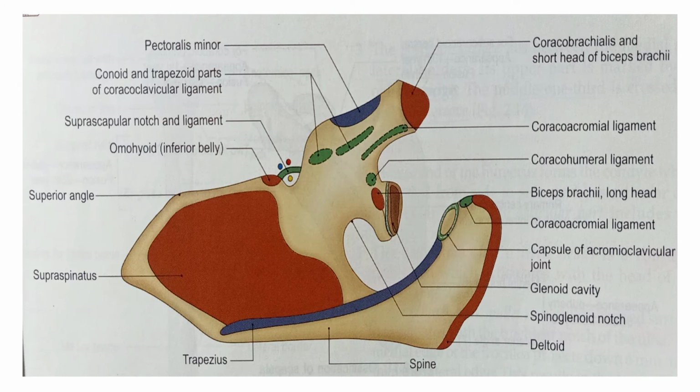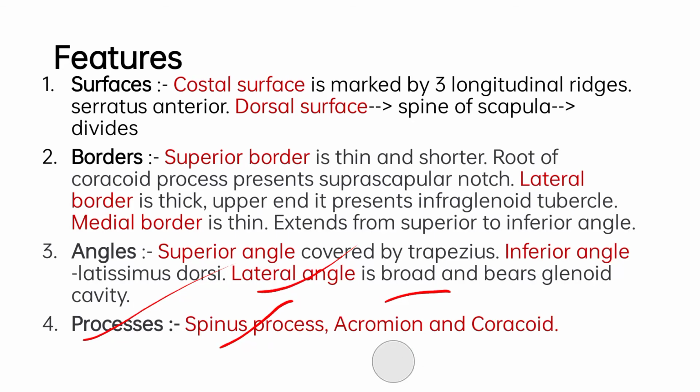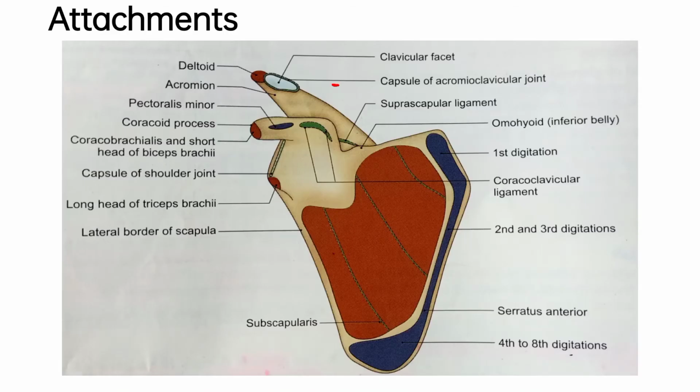Coracoclavicular ligament is attached to the coracoid process, the trapezoid part on the superior aspect and the conoid part near the root. Now we are going to see the coracoclavicular ligament. Here. This is the coracoclavicular ligament which has two parts, trapezoid part and the conoid part. The trapezoid part on the superior aspect and the conoid part near the root.